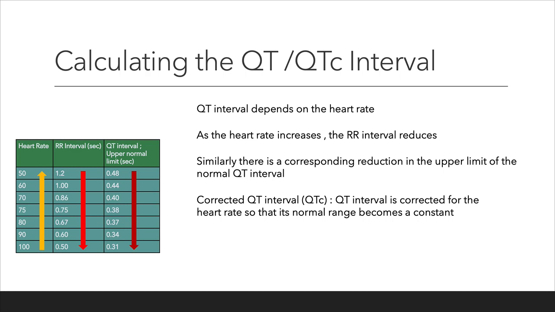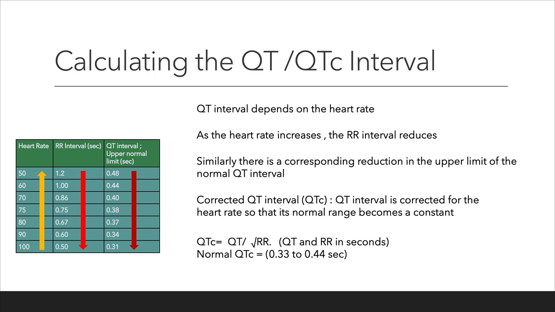Now we use this corrected QT interval so that you just have a constant value for the QT interval. The corrected QT interval, also known as QTC, is the measured QT interval divided by the square root of the RR interval, where both are in seconds. So the normal range, now you have just one constant value to remember. The QTC is 0.33 to 0.44 seconds.